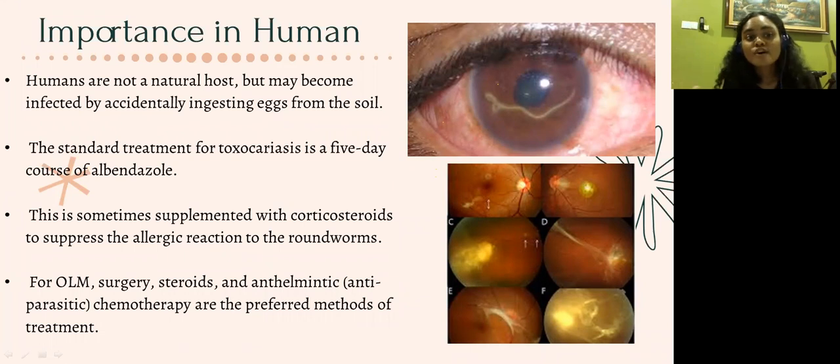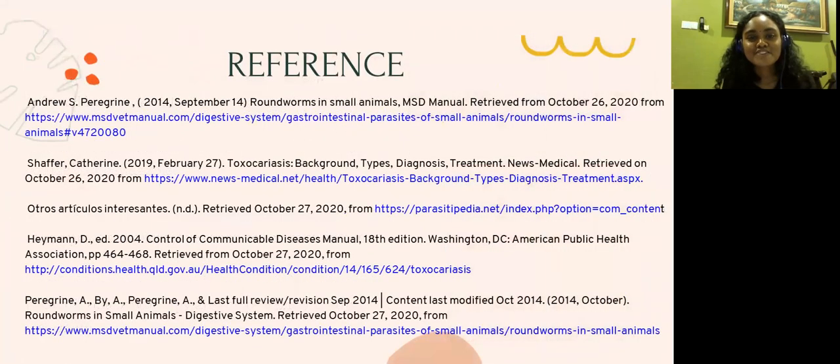So that's all from us. That's all about treatment about toxocariasis, and these are the references that we used for our research. Till then, thank you so much.